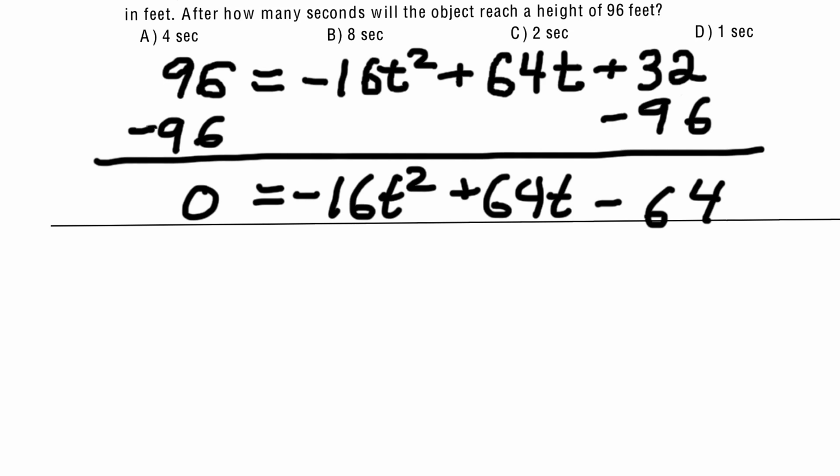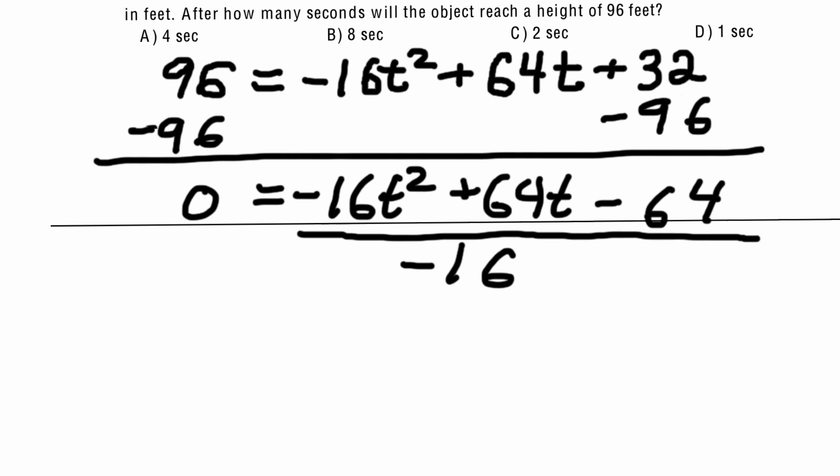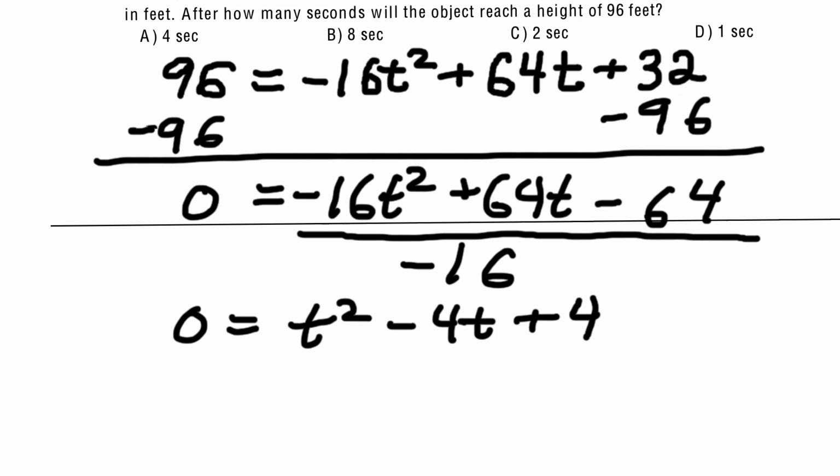Now to make it easy on myself, I'm going to divide both sides by negative 16. Since dividing the left side by negative 16 still gives me 0, I won't even bother with that. So we've got 0 over here, and we've got t squared minus 4t plus 4. Then we have to factor that: some number that multiplies to 4 and adds up to negative 4, which would be a negative 2. So it would be t minus 2 squared equals 0.